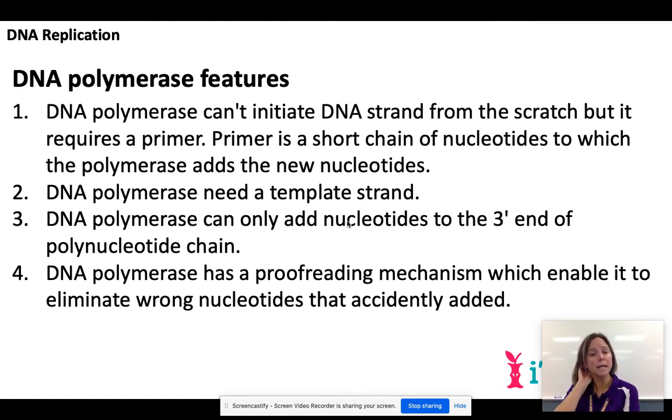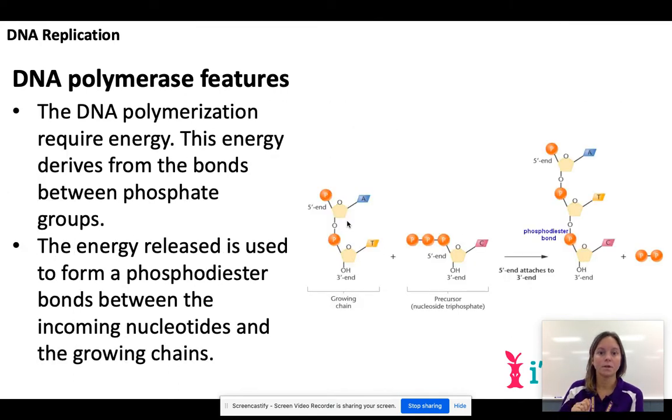The DNA polymerase can only move in one direction. It can only move from the 3 to 5 direction on our template strand. And we also know that DNA has to make sure it's doing it correctly, so we need to make sure that it's proofreading for mistakes.